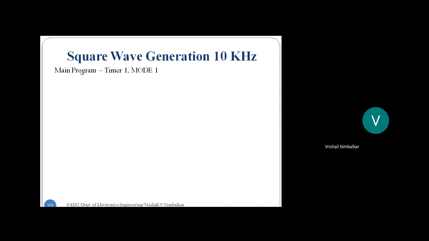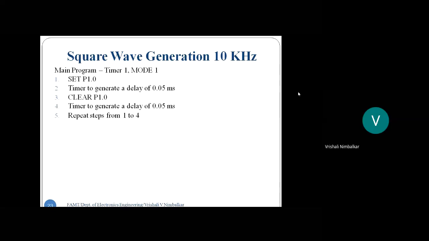Okay, so what did we do? Initially in the main program, we are going to set the P1.0 bit. Then we are going to call the timer program to obtain a delay of 0.05 millisecond. Then we are going to clear the P1.0 bit and again call the same timer program to get a delay of 0.05 millisecond. And we will repeat this, making it set and clear so as to get a continuous square wave. This will be our main program.